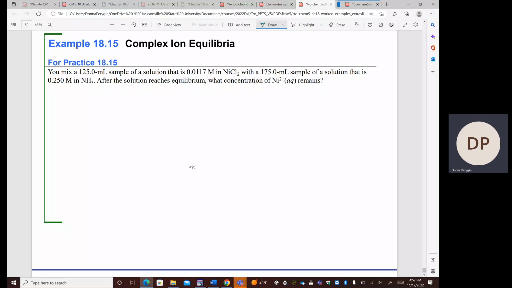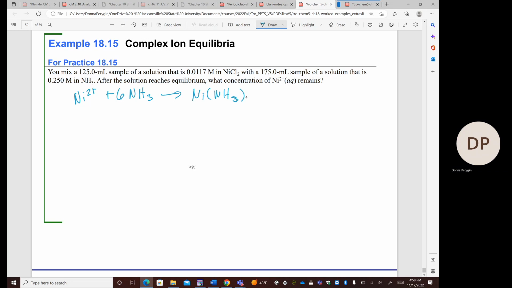What concentration of nickel remains? Okay, so let's first write the equation down for this reaction. So we're starting with nickel plus 6 NH3 goes to Ni(NH3)6. Okay, and that is an ionic species.